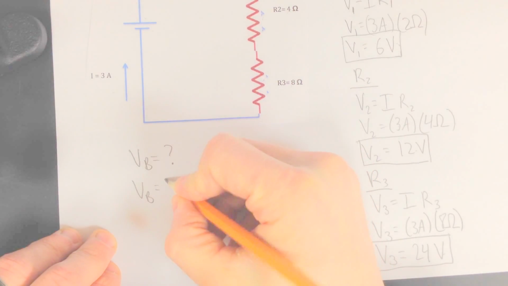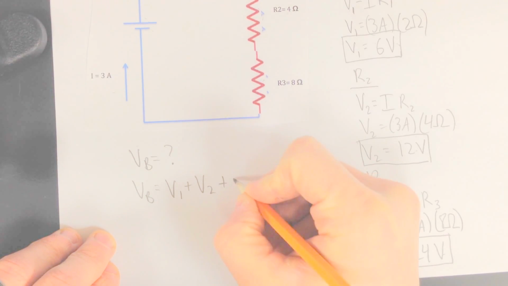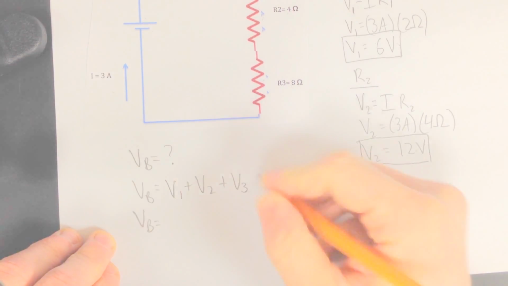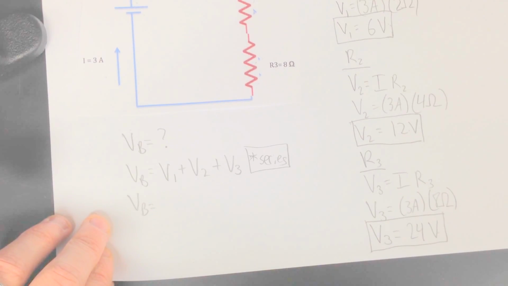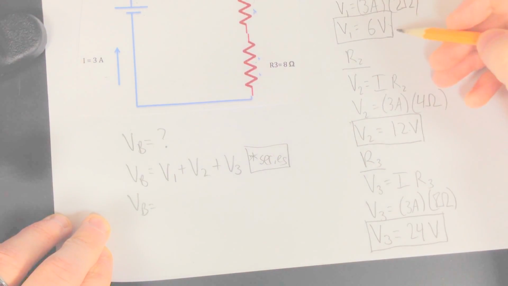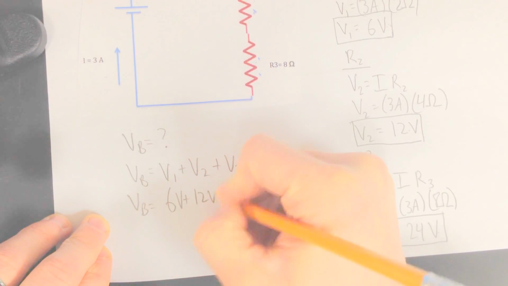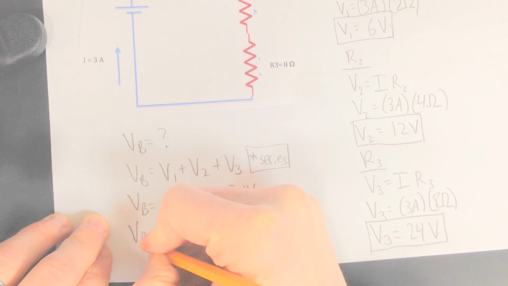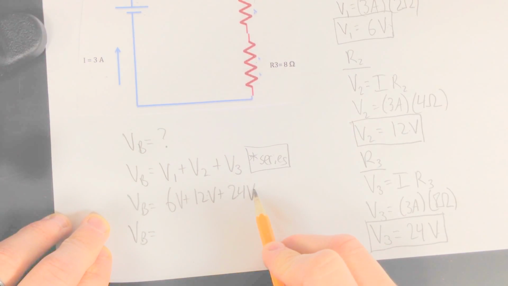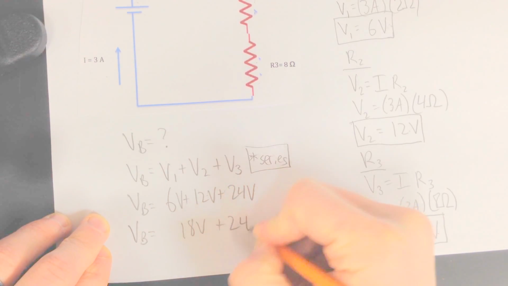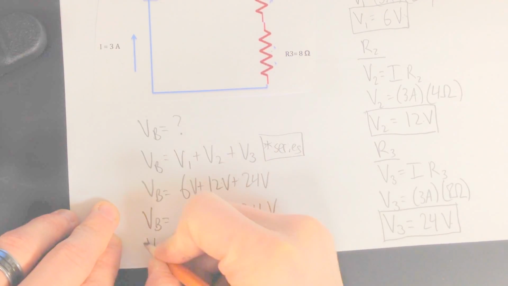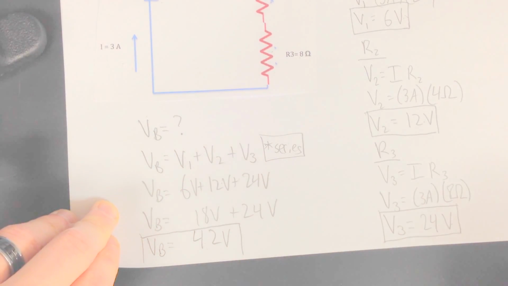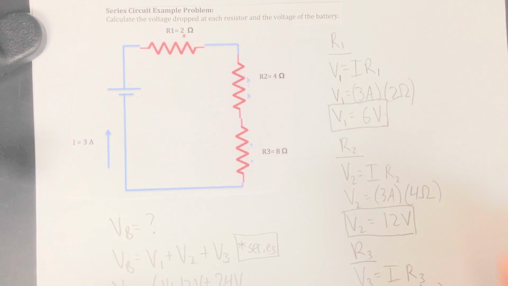Alright, so we know the voltage of the battery equals how much voltage they dropped at the first resistor, plus the second, plus the third. Remember, this is only for a series circuit. Doesn't work that way for parallel. So the voltage of the battery is 6 volts plus 12 volts plus 24 volts. 6, 12, and 24 is 18 plus 24. So the voltage of the battery is 42 volts. Maybe just a bunch of batteries together right there. Okay? So use this example for all of your series circuit problems that you do.